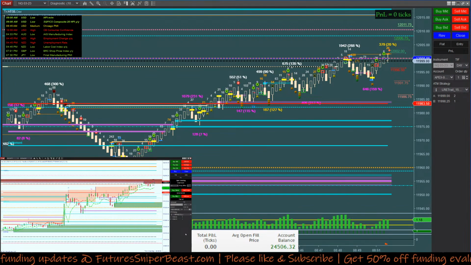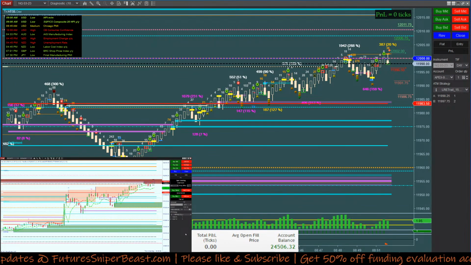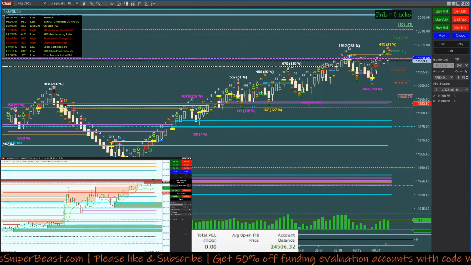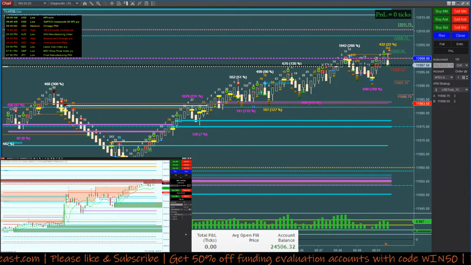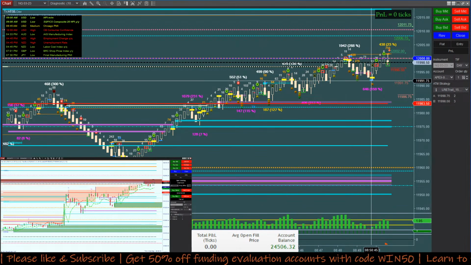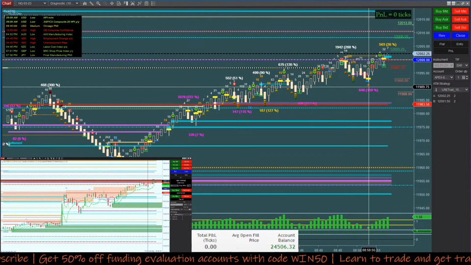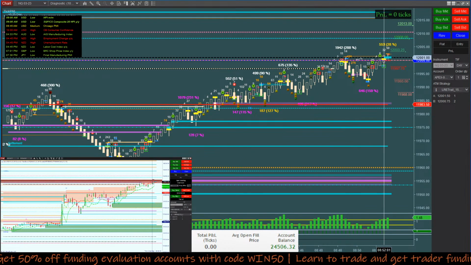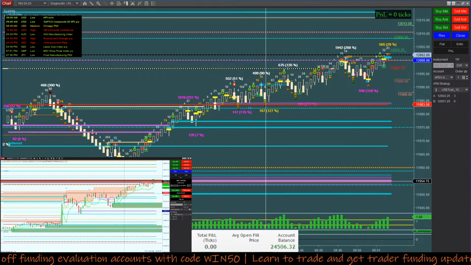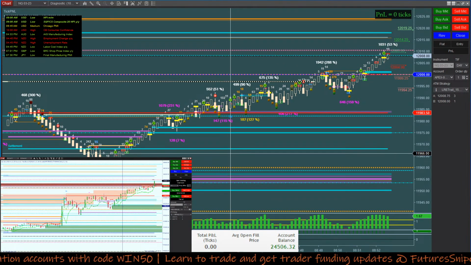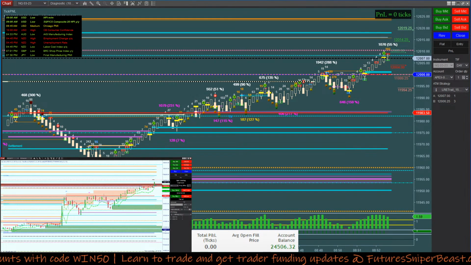Potential OP rejection on NQ. Now we got a ZOI, red eye block. There we go. Now it's busting through.